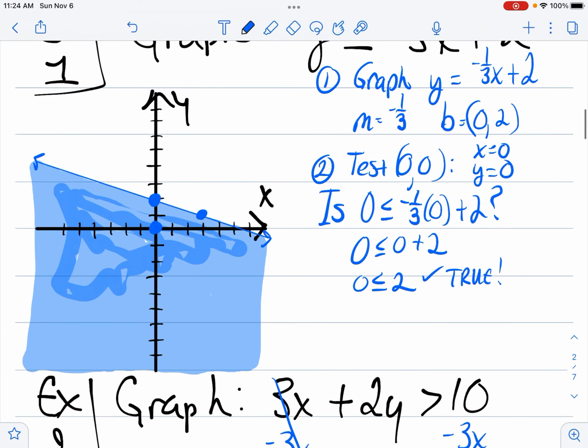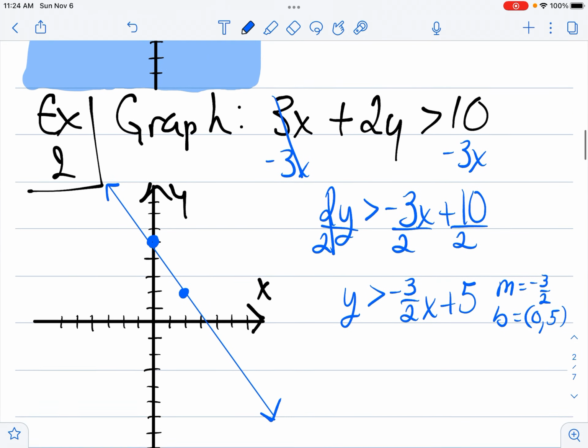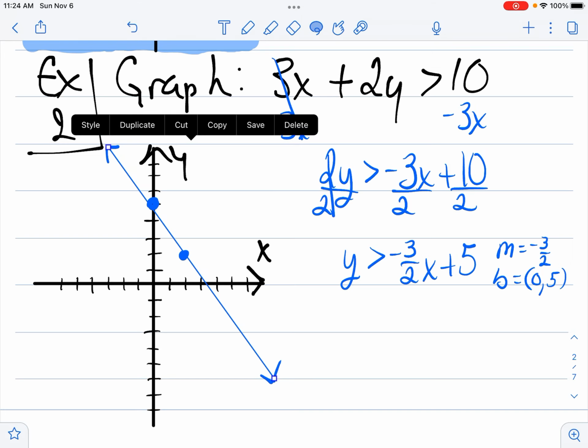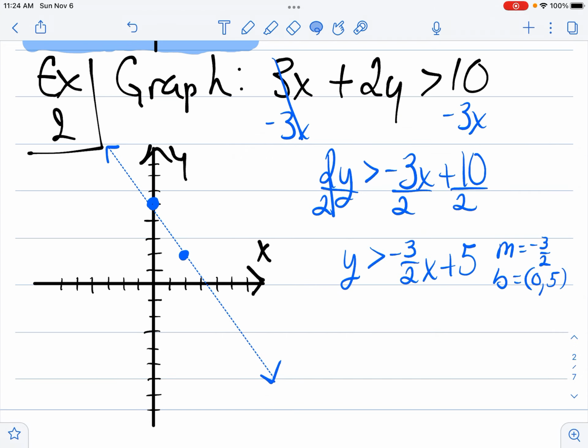Because before, for example in example 1, any ordered pair on the boundary line is a solution because it says y is less than or equal to. However, on example 2, since it's just greater than and there is no equal to, the boundary line just acts as a boundary line, but is not part of the solution. So to indicate when the boundary line is not part of a solution, we use a dashed line. So we're just going to dash it like that. And then we know for sure that it's only just giving us the 2 half planes. So we have to figure out then which half plane is the solution.